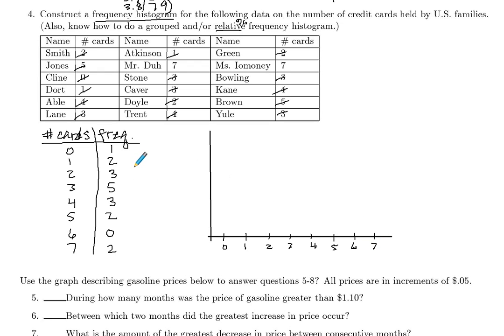And then our frequencies, lowest frequency is 0, highest frequency is 5. So this is going to be frequency on the vertical. And 1, 2, 3, 4, 5 is the highest frequency. And so for 0 cards, we've got a frequency of 1. So we want to do a bar of height 1. So it's going to look like that.